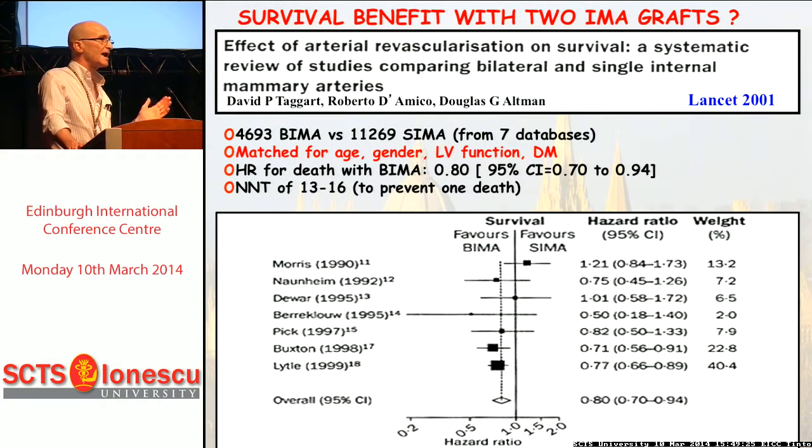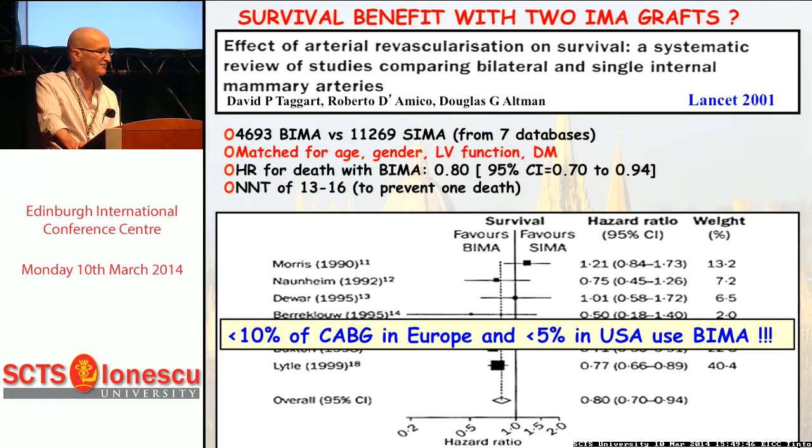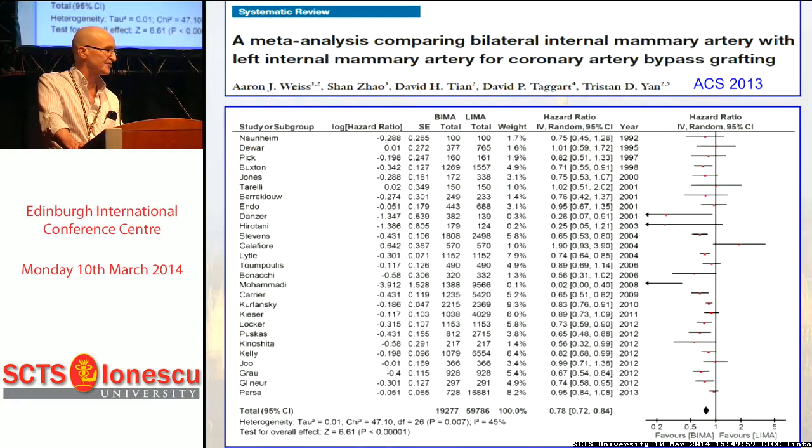And what we found was that the hazard ratio for death with bilateral IMA grafts was 0.8, and that translates into a number needed to treat of 13 to 16 patients to have 1 extra survivor. Now again, I would caution this was not a randomized trial, but nevertheless, it was matched on important predictive factors determining longevity. The harsh fact is, however, that even a decade after this, fewer than 10% of patients in Europe and fewer than 5% in the USA actually get bilateral IMA grafts.